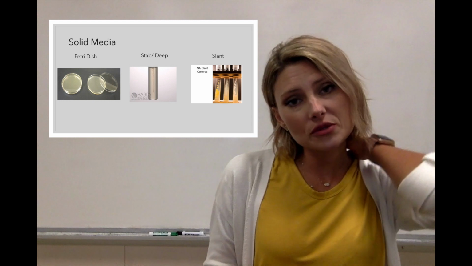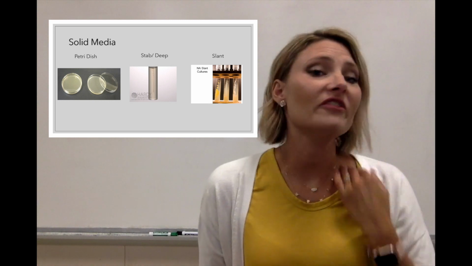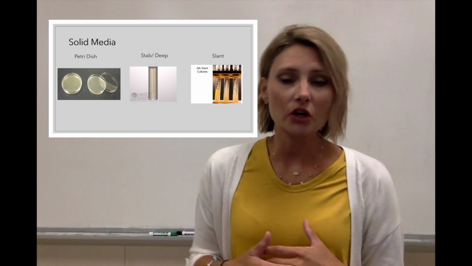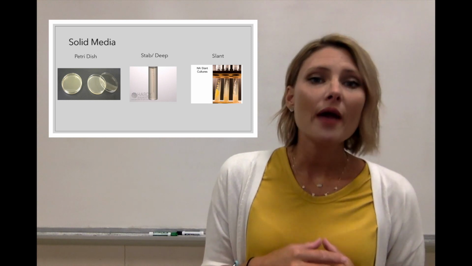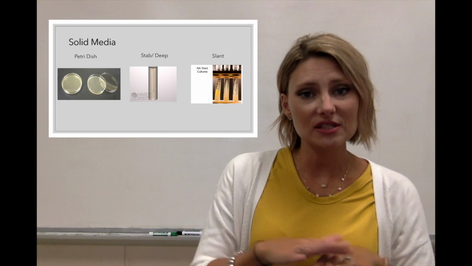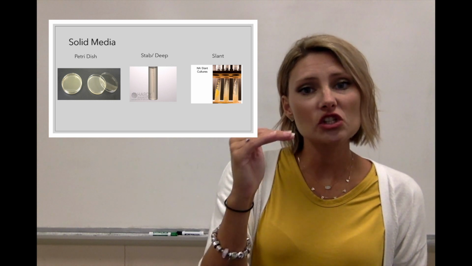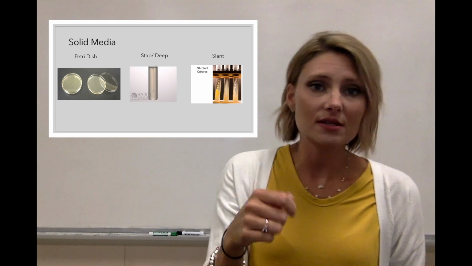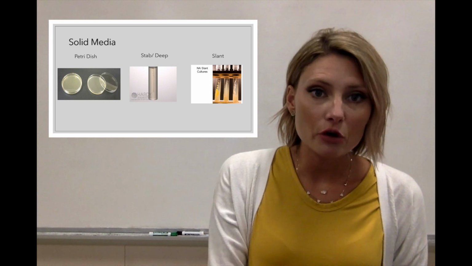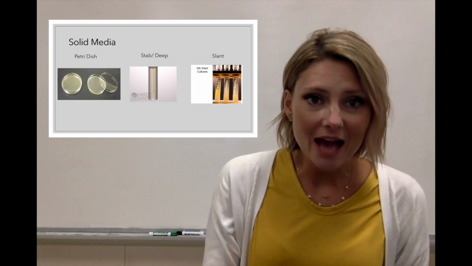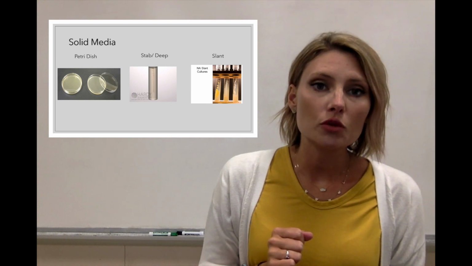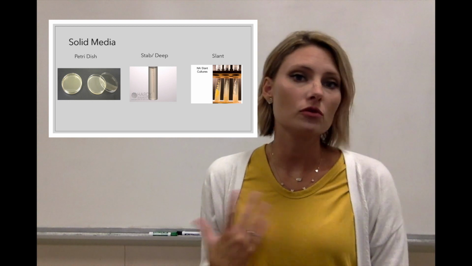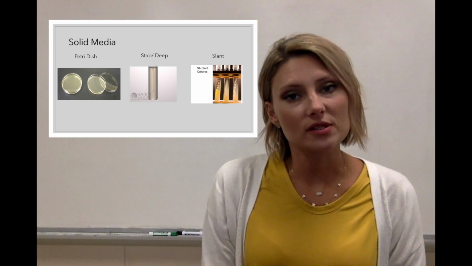So you can also see solid media in the form of a stab. And a stab is where we put the agar into a test tube, and when we let it solidify, we just leave it flat. So you have this surface, it looks like broth, but then you turn it upside down and it doesn't move. So we inoculate those with a needle and we stab down into the medium, and that's why it's called a stab. It's also called a deep sometimes, so if you search it, you might see that, a deep or a stab.